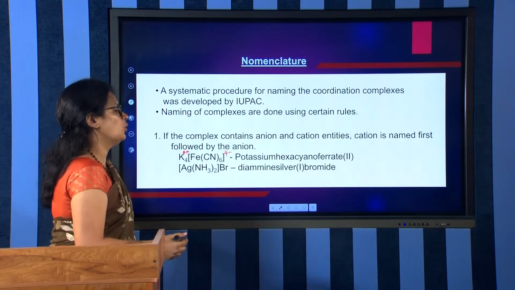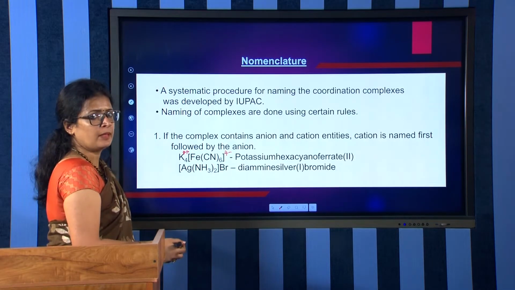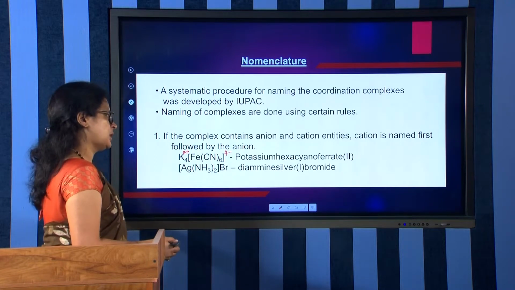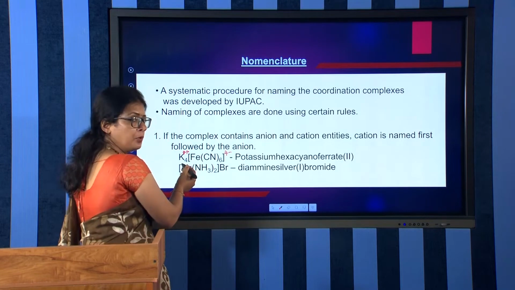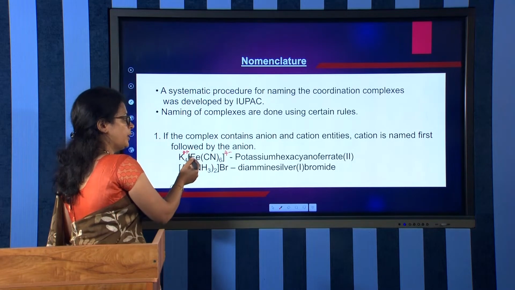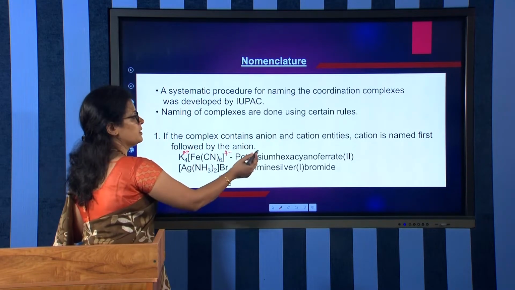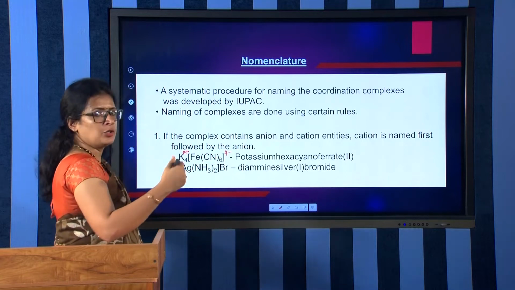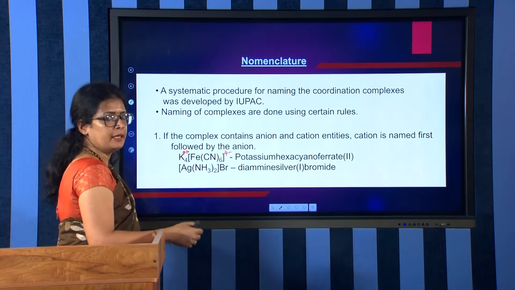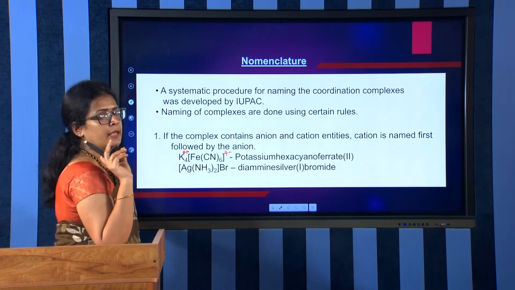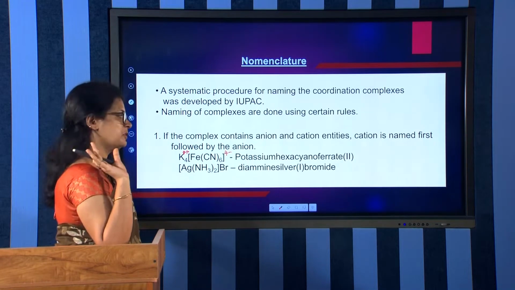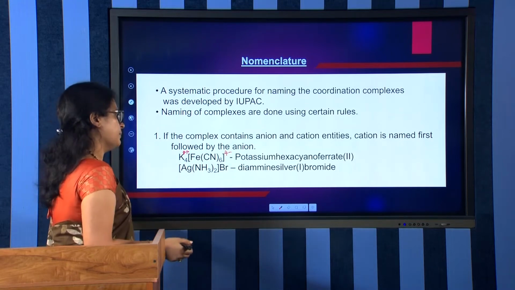According to this rule, what should be named first? The cationic part should be named first, and that is why the name starts with potassium. We will start with potassium because the cationic part is potassium, and the rest we can name according to the coming rules that will be explained in the coming slides. So, first you have to understand that the cationic part should be named first.